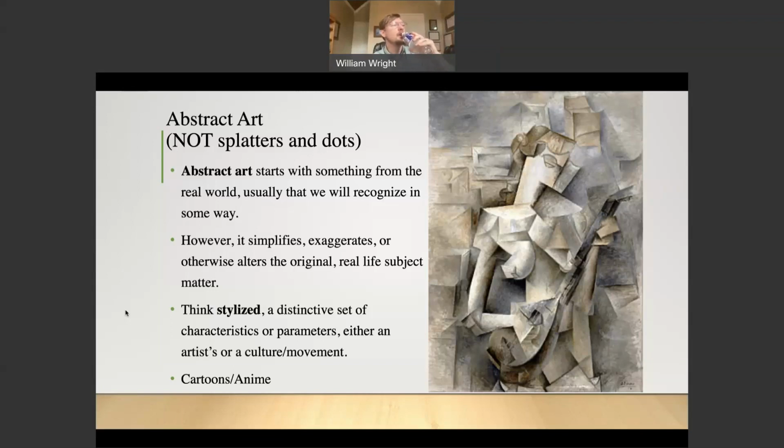This altering is what makes it abstract. And now, fun fact: this piece is by Pablo Picasso. Many of you probably already knew that by looking at it, and you might have seen it before.